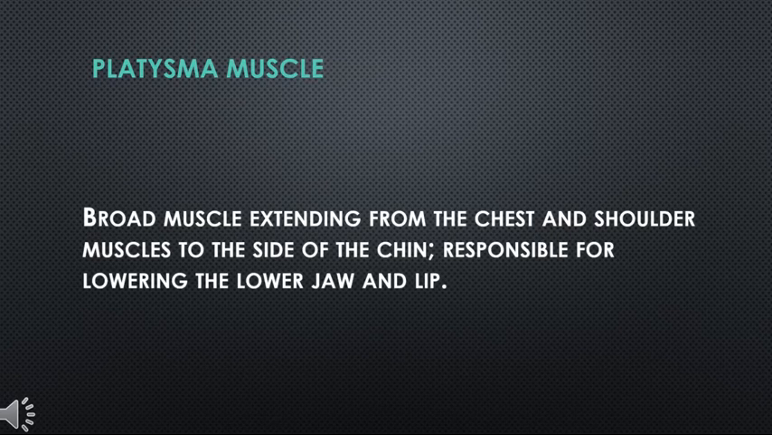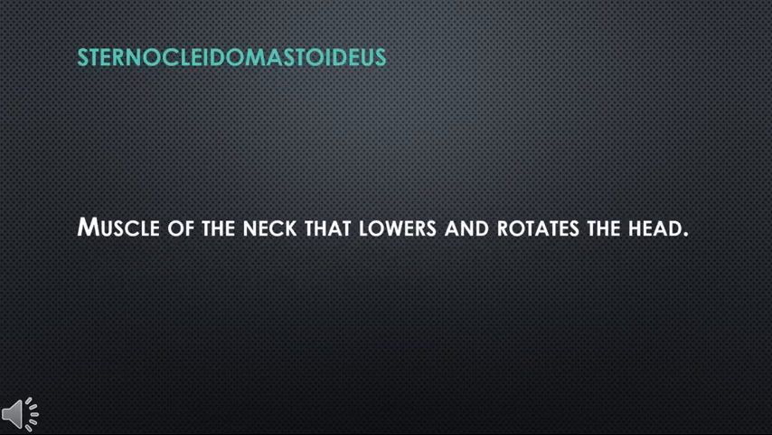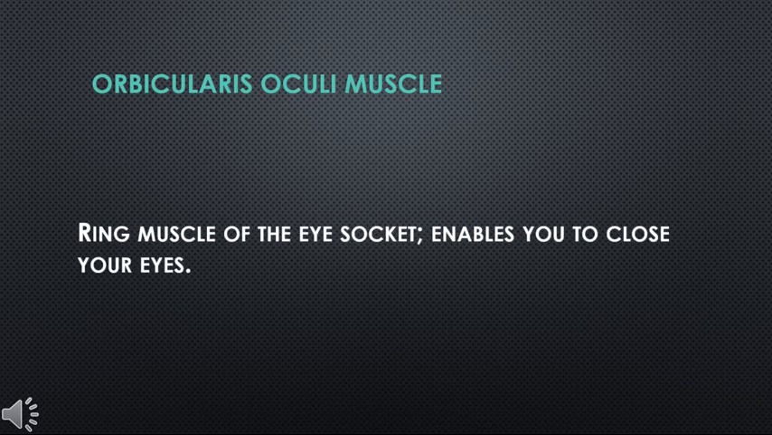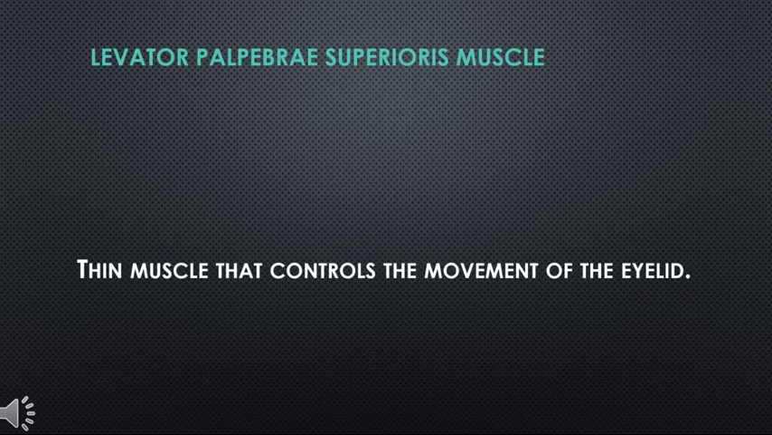Platysma muscle. Broad muscle extending from the chest and shoulder muscles to the side of the chin, responsible for lowering the lower jaw and lip. Sternocleidomastoideus. Muscle of the neck that lowers and rotates the head. Orbicularis oculi muscle. Ring muscle of the eye socket, enables you to close your eyes. Levator palpebrae superioris muscle. Thin muscle that controls the movement of the eyelid.